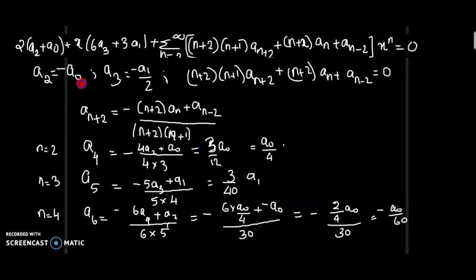Actually our two unknowns are a0 and a1, the rest are depending on a0 and a1. Now with all these things we can substitute in the power series and find the solution. Now let's try that.